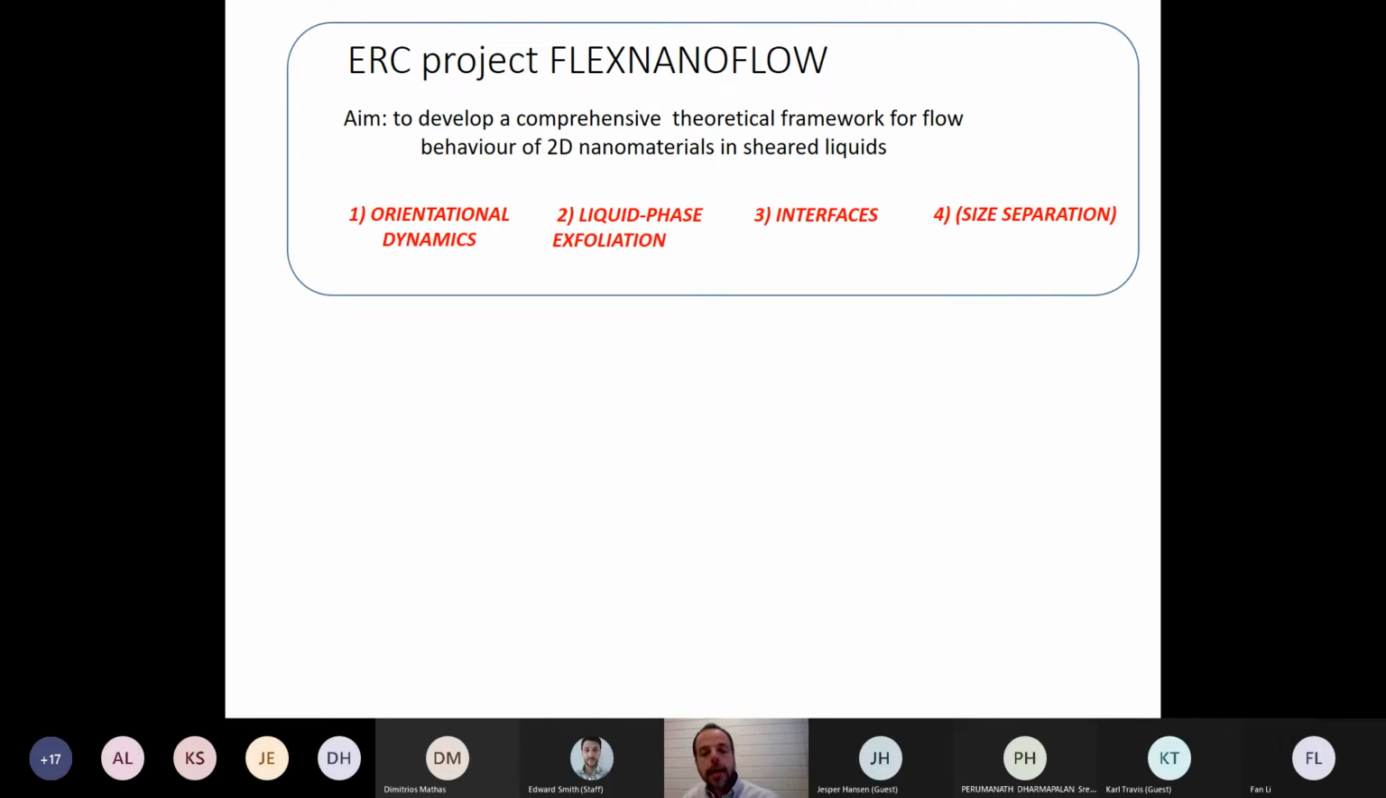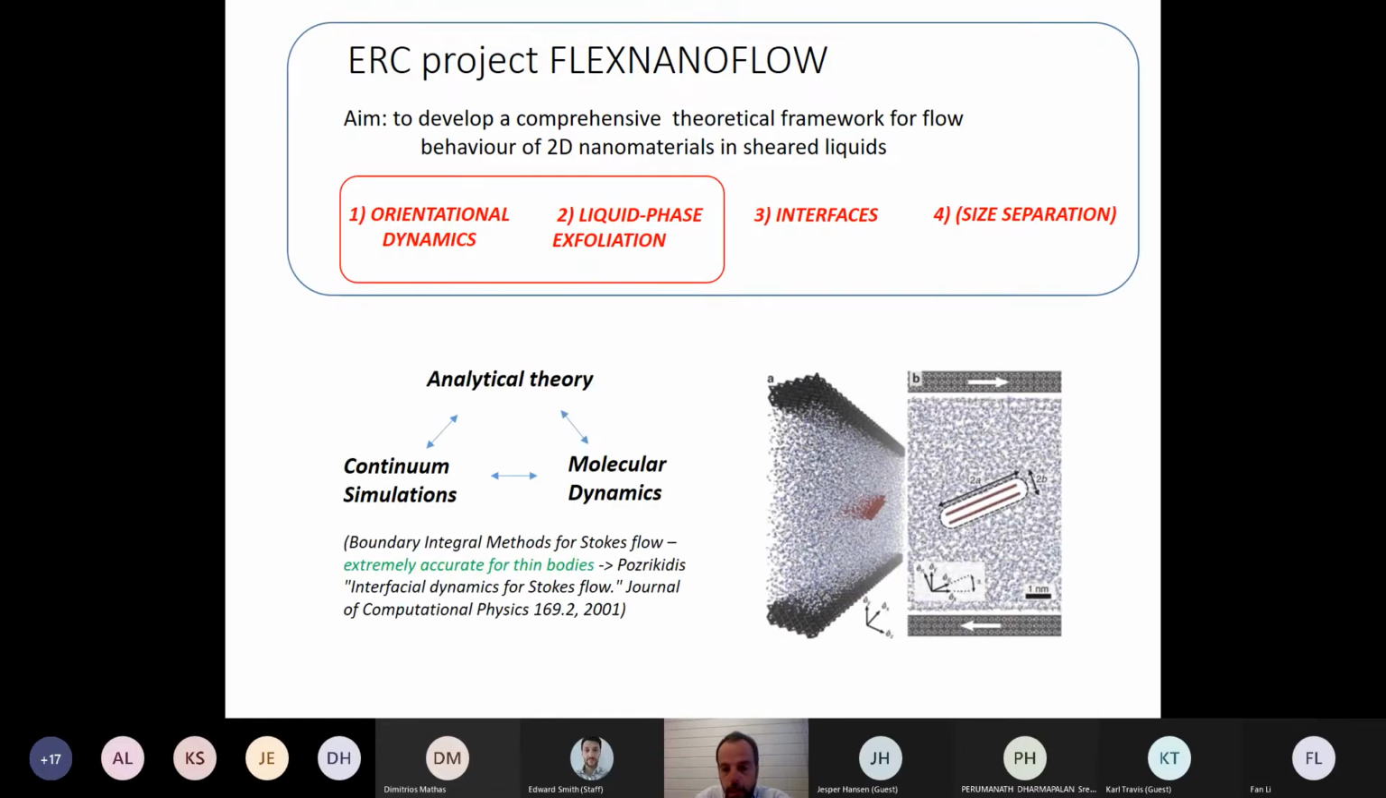The project that I'm leading is called Flex Nanoflow, and has dealt with several different aspects of the fluid mechanics of graphene. Today I'm going to talk about orientational dynamics of graphene nanoplatelets in simple shear, and very briefly touch upon liquid phase exfoliation. The approach followed in my group is that of combining analytical theory with continuum simulations based particularly on the boundary integral method, which is extremely efficient and accurate for Stokes flow problems that are relevant to the scales that I'm interested in, and molecular dynamics.